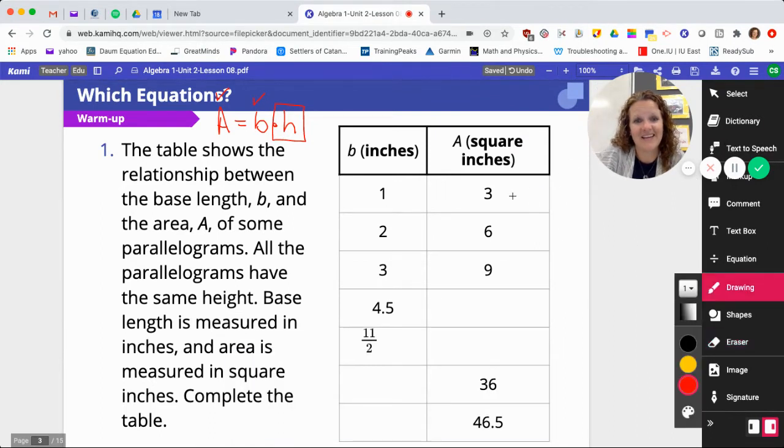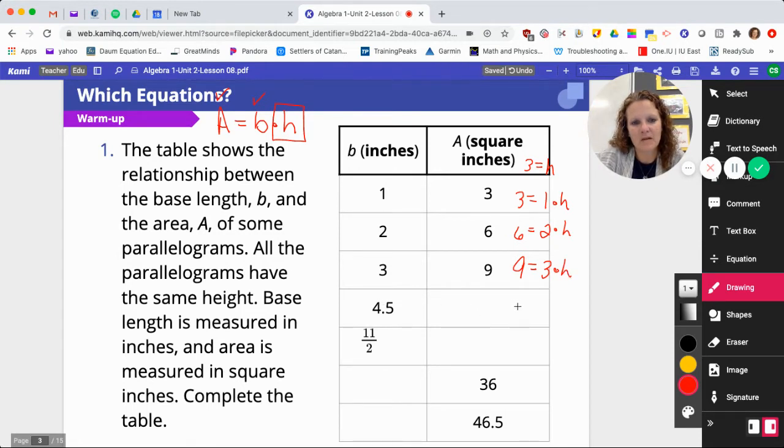Let's do this again. So area equals base times height. So 3 equals 1 times height. So what is the height in this? All right. Height equals 3. All right, so area equals base times height. What's the height on this one? 3. Area equals base times height. What's the height here? 3.